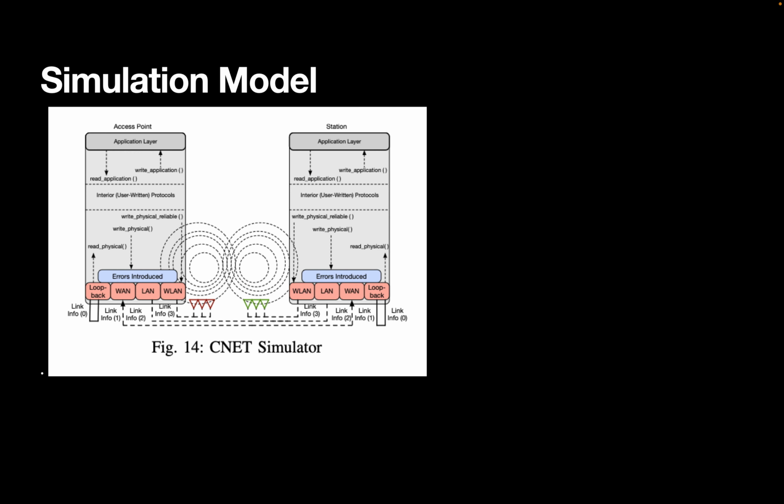So this is our simulation model. As you can see, we have a multi-layer simulation model. The reason we chose this one is because these WAN, LAN and WLAN are software objects, so we can create any number of them, and they simulate a wireless backhaul link. Then we can just run our experiments and collect the data. We also have a loopback, and these functions, write physical and write physical reliable, are all based on sockets, so it's like a normal socket read and write.